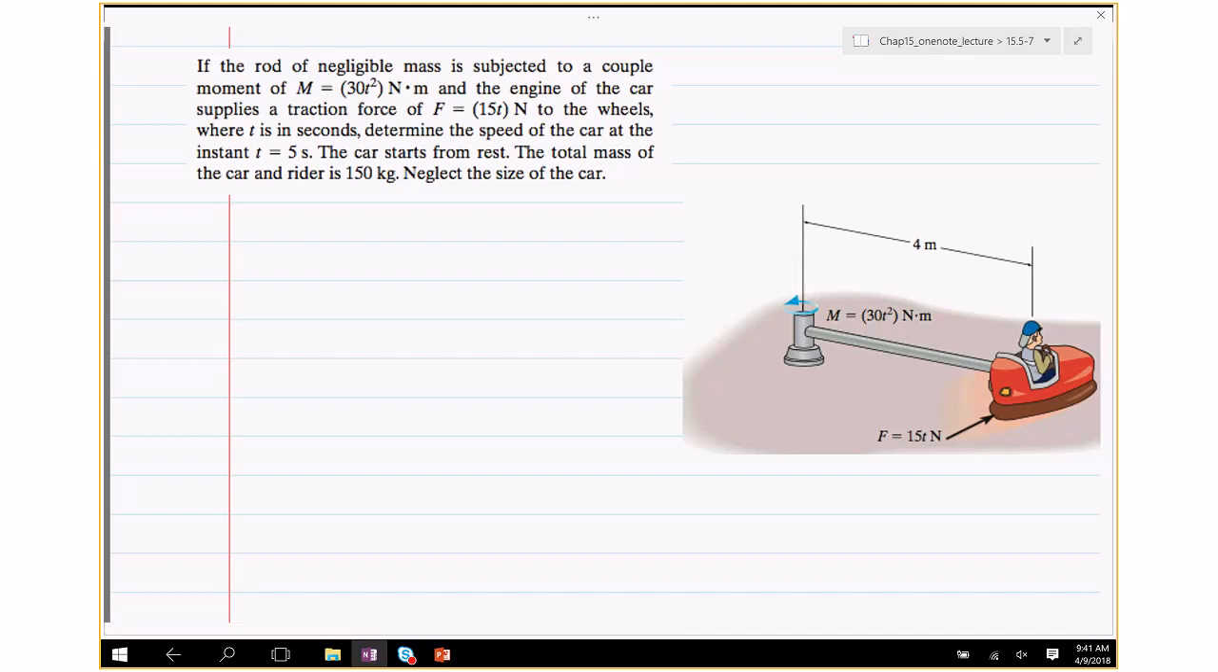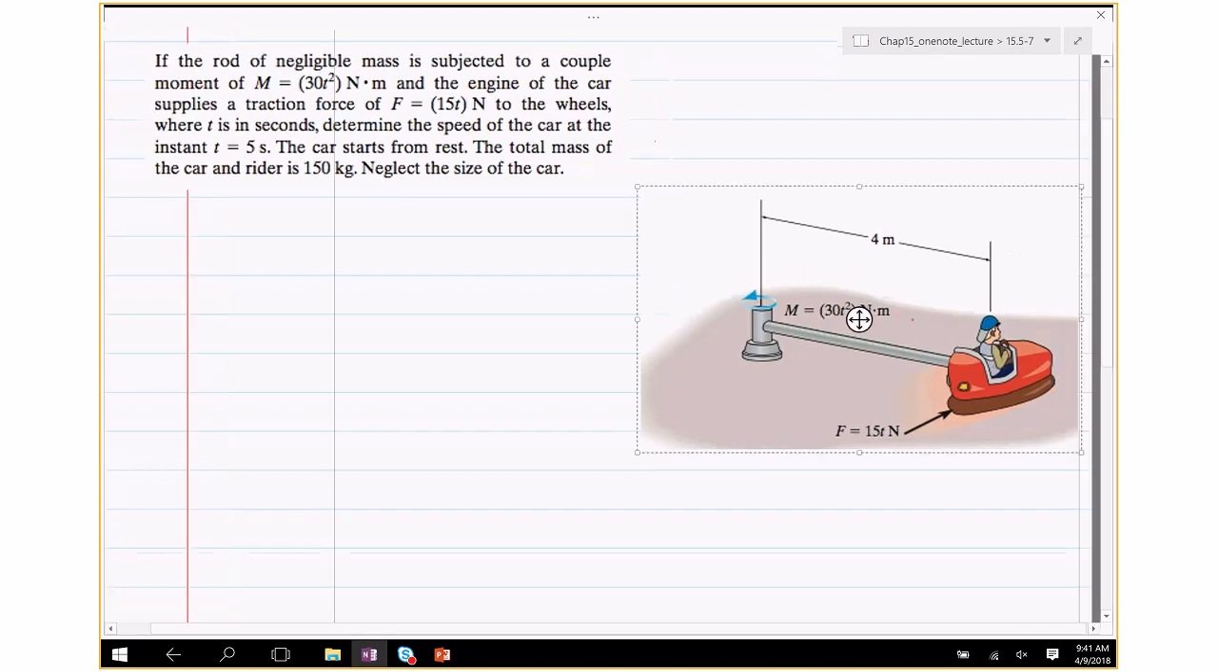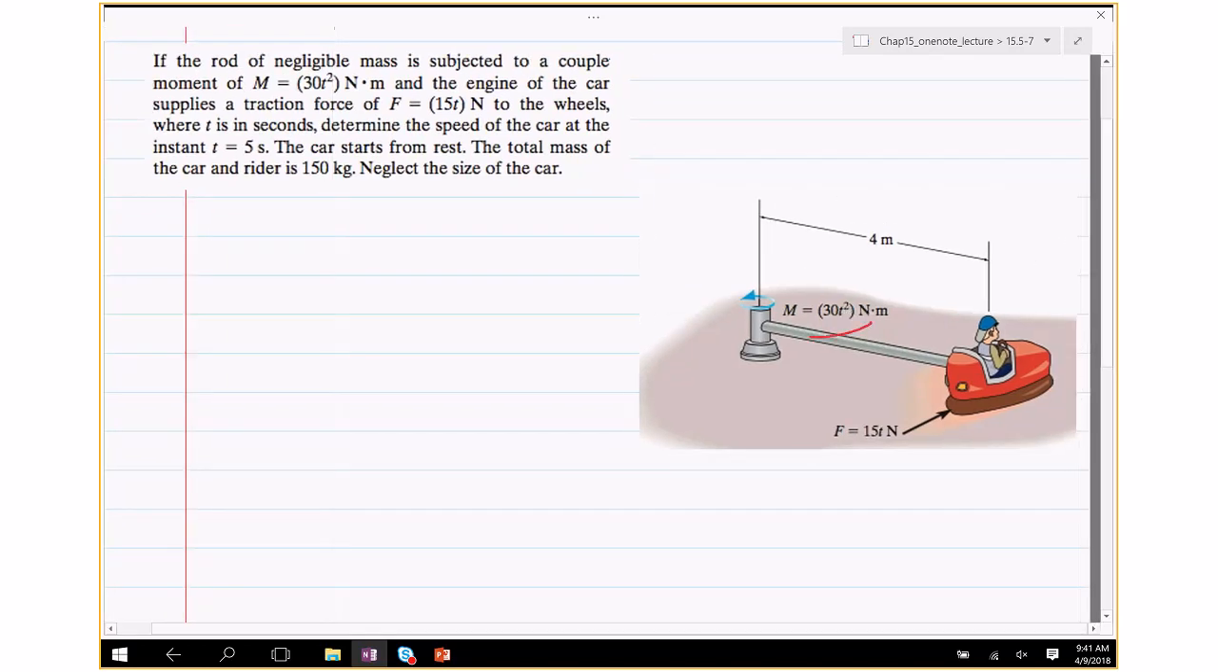If the rod of negligible mass is subjected to a couple moment M equals 30t squared, and the engine of the car supplies a traction force of 15t newtons to the wheels, where t is in seconds, determine the speed of the car at the instant when t is 5 seconds. The car starts from rest, and the total mass of the car and rider is 150 kilograms.